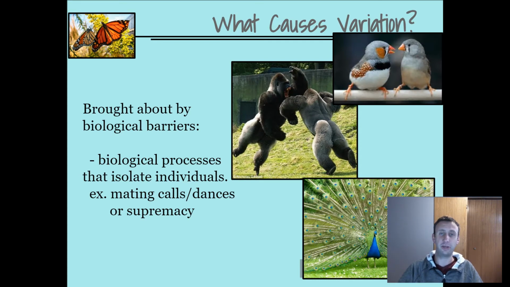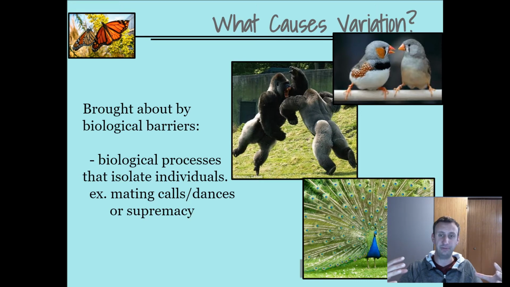Okay, now another way that we could have a barrier that causes speciation is by having what we call a biological barrier. So a biological barrier is like a process or something that isolates different populations. So for example, if you had mating calls, right? One mating call could separate a population because one group is attracted by that mating call and maybe another population has a different mating call that they're attracted to. So by having this difference in what they're attracted to for mating, we actually end up getting a barrier as a result.